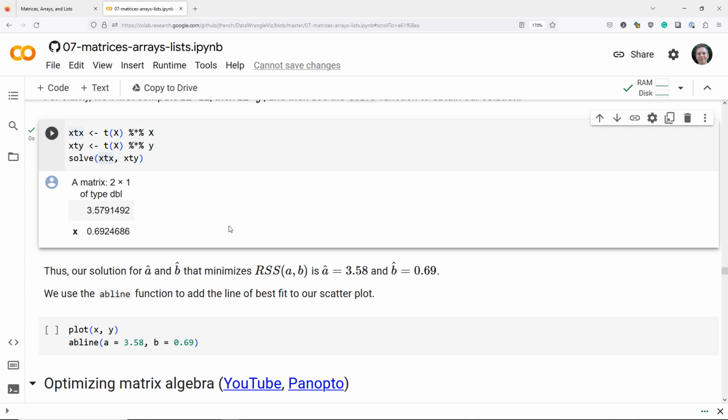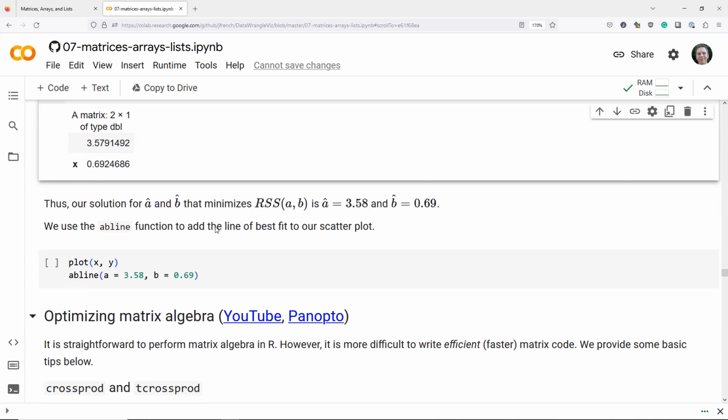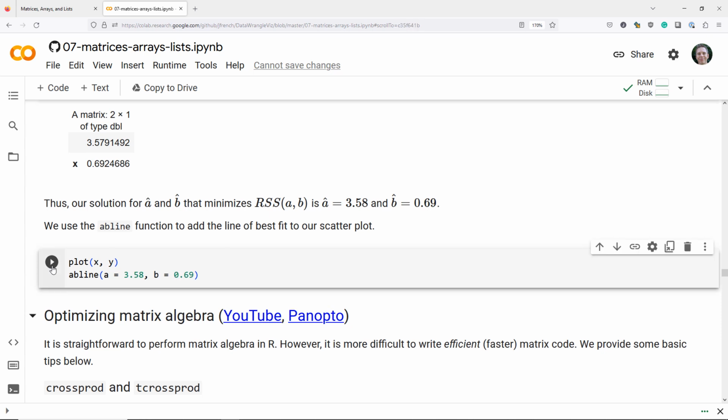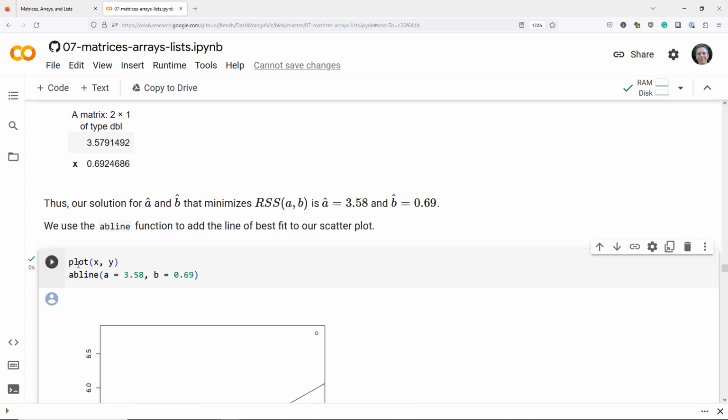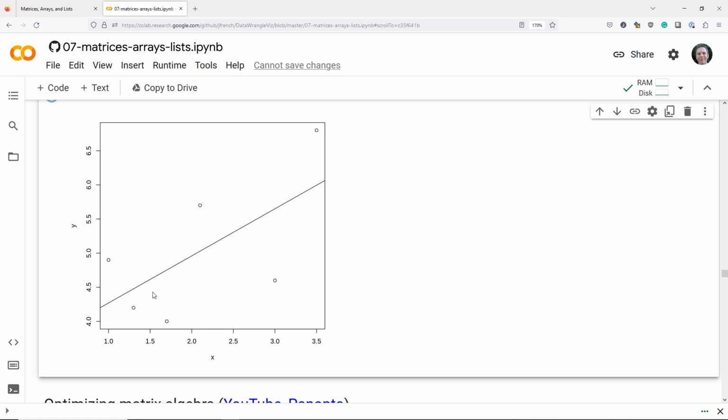Once we do that, it's always a good idea to plot your results to make sure that you didn't make a mistake. So I'm going to plot my data once again using the plot function, and then I will use the abline function to plot a straight line where a is equal to 3.58, and the slope parameter b is equal to 0.69. When we do that, we can probably convince ourselves that maybe that's the line that best fits this data, at least in terms of the residual sum of squares.